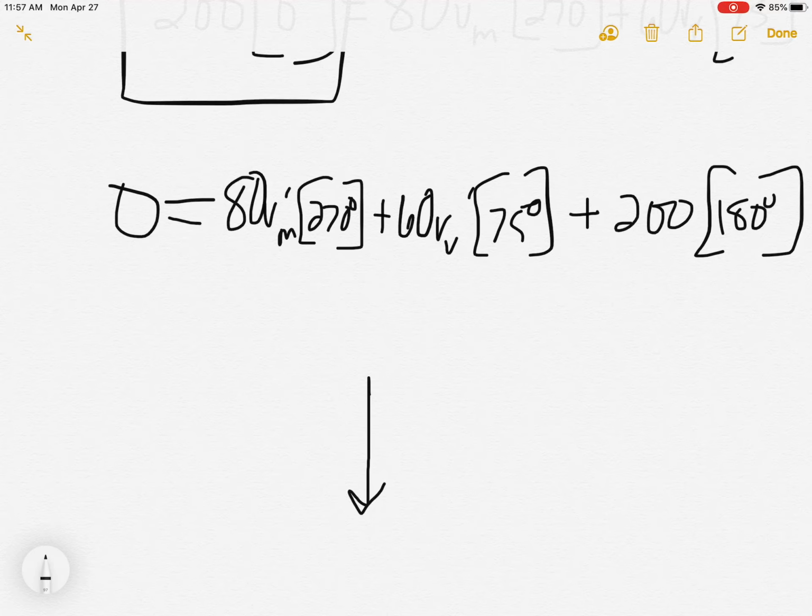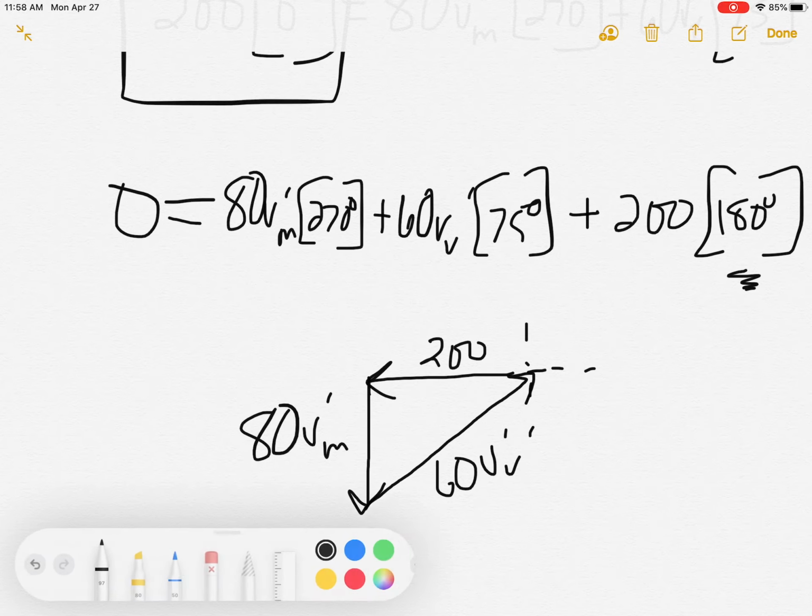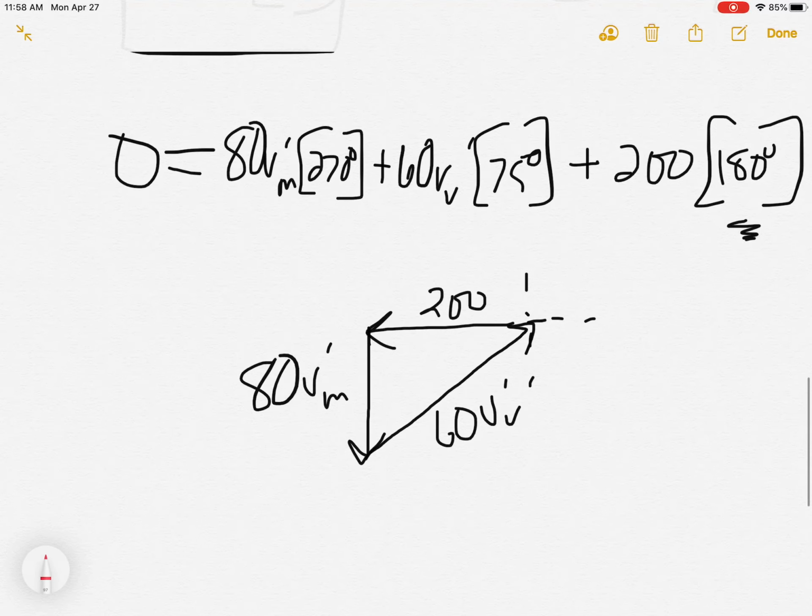Okay, so now you have to draw a triangle, right? And so what you draw is 80 at 270, right here. So there's the 80. Then at 75, you draw the 60. But be careful. Only go this high because this last one has to be moving due west, 180. So there's my 200, which has to be 180. Here's my 75, which is actually 60 V victim. And over here is 80 the mailman prime.